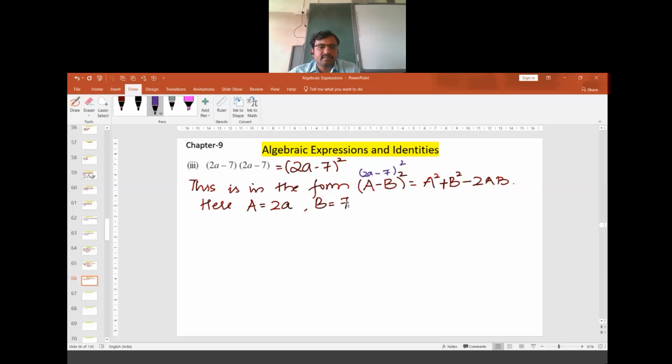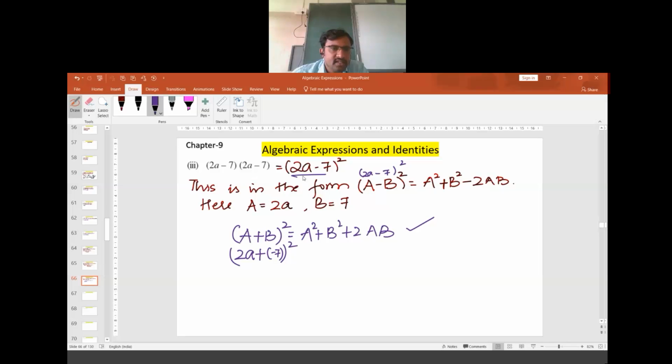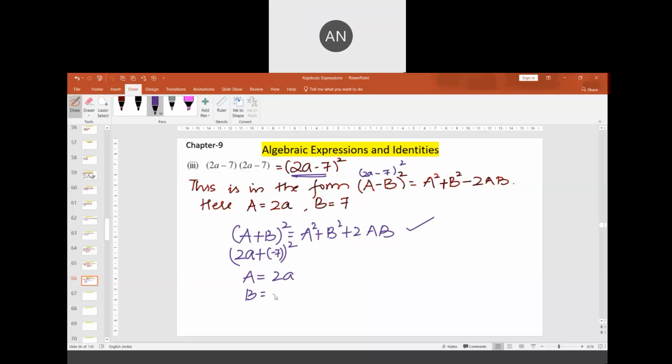Understood? Not understood? Okay, let me tell it in this way. Suppose I am using a plus b whole square, which is a square plus b square plus 2ab. If I use 2a in this case, you just compare. It can be written as 2a plus in bracket minus 7 whole square. Now you compare. What is the a value? 2a, sir. Very good. B value? Minus 7, sir. Minus 7 whole square. You got it?